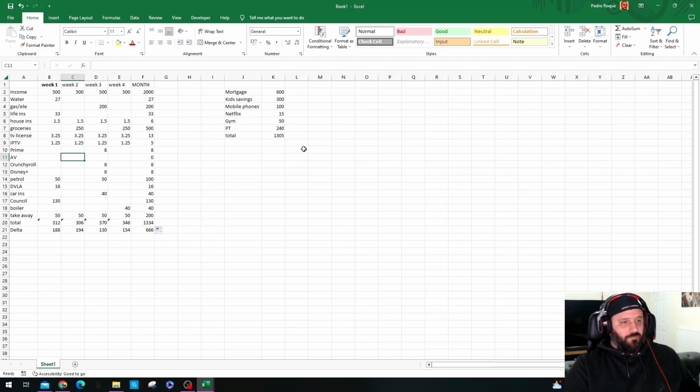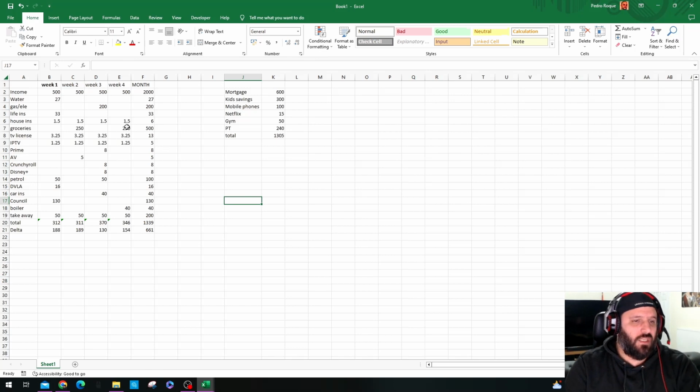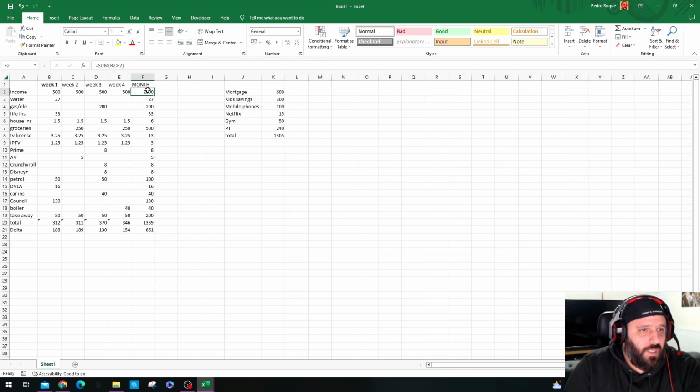What's going to happen is, if you change any of these values, they will change. I pay £5 over here. Okay, so they automatically change. So this is your monthly total income, your monthly total expenses, and your monthly savings.